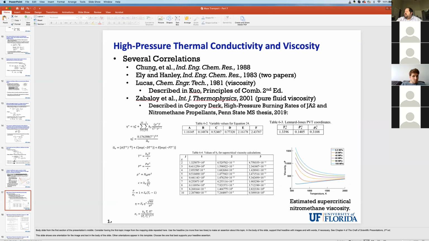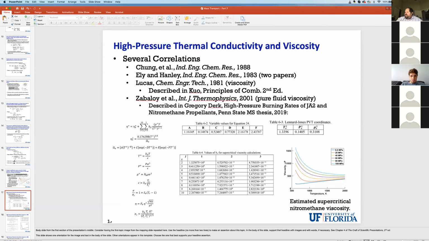There's a paper from Chung et al., and I'll be posting these, from 1988. There's one from Ely and Hanley in 1983. There's one from Lucas in 1981. That's viscosity only. And that's described in Quo second edition in Appendix A, I believe. There's another one from Zabaloy from the International Journal of Thermophysics. That one's fairly recent at 2001, but it's for pure fluids.